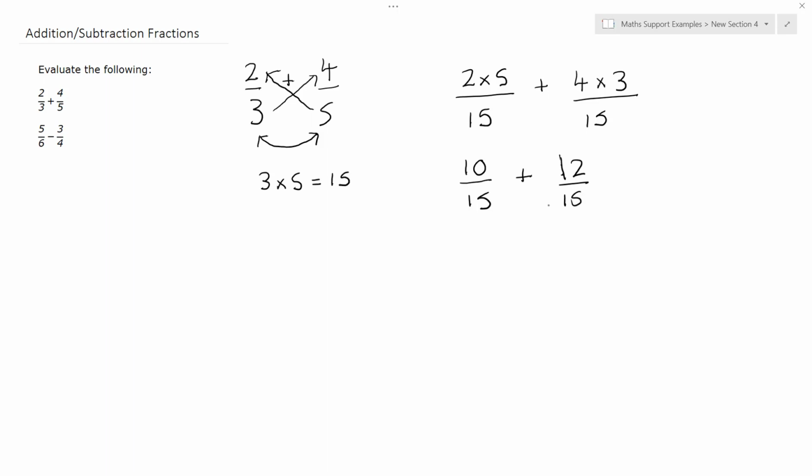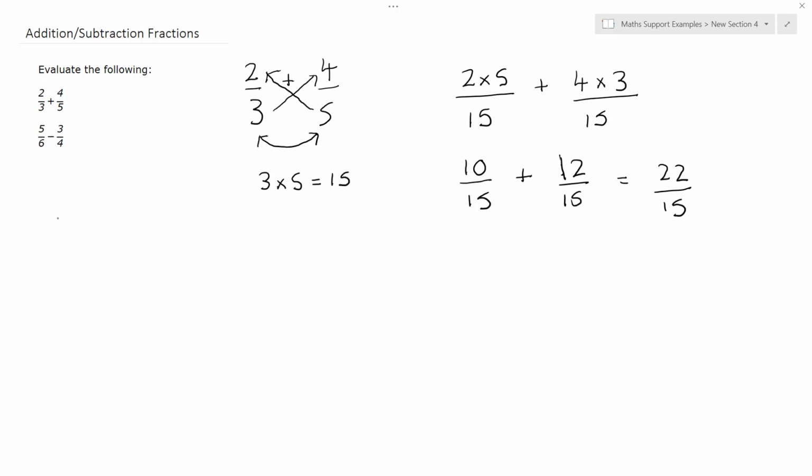Now if we have our common denominator, all we need to do is add our numerators together. So we have 10 plus 12 gives us 22 over our common denominator of 15. Now 22 over 15 can't be simplified down any further, so we could leave our answer in this form, and this is known as a top-heavy fraction, and it's top-heavy as the numerator, in this case 22, is greater than the denominator, which is 15.